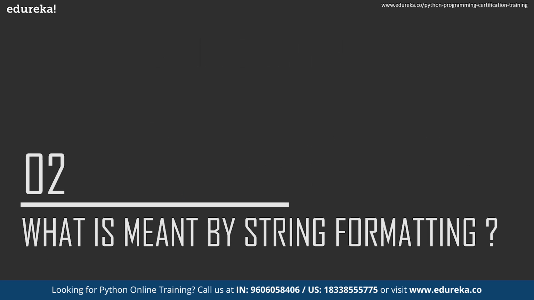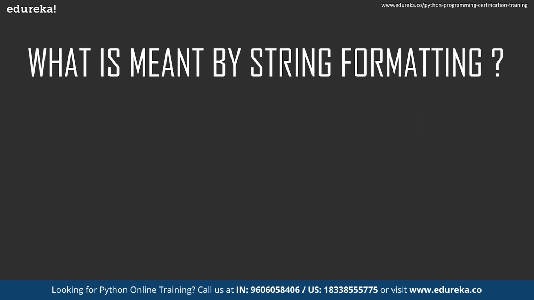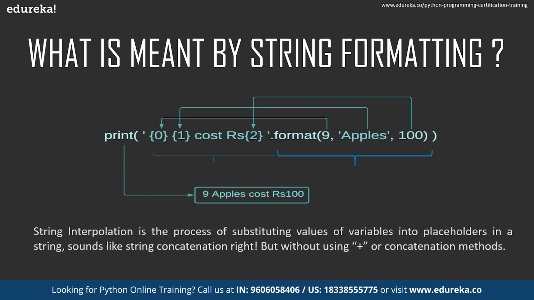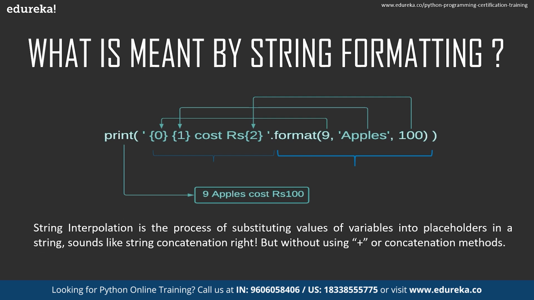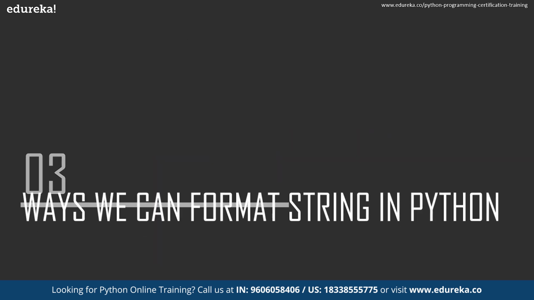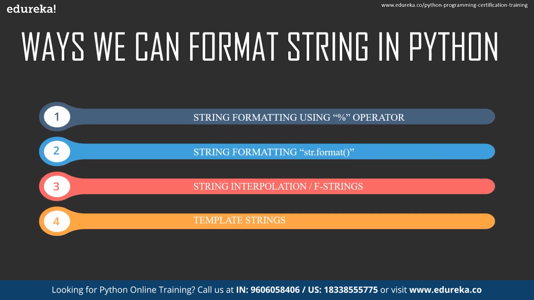So now what is string formatting? Well, you see, string formatting is the process of substituting values of variables into the placeholders in a string. Now you might be wondering, this sounds similar to string concatenation. Well, yes, it is similar to string concatenation, but without using plus or any concatenation method. There are various ways to format strings in Python. A few of the popular ways are by using the percentage operator, by using the string.format method, by string interpolation or f-strings, or by using template strings.